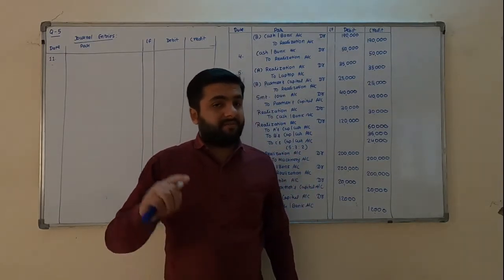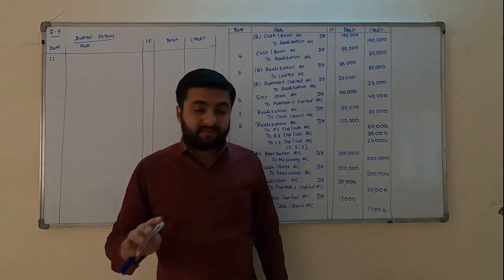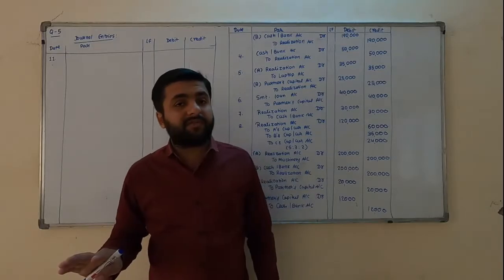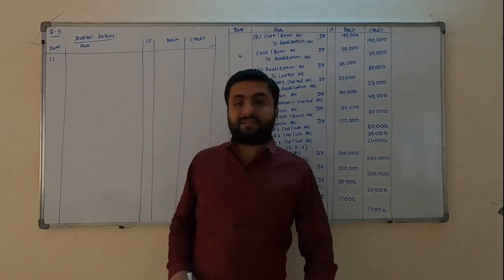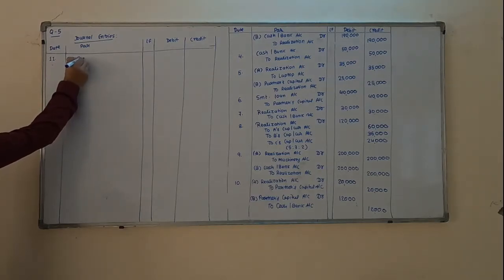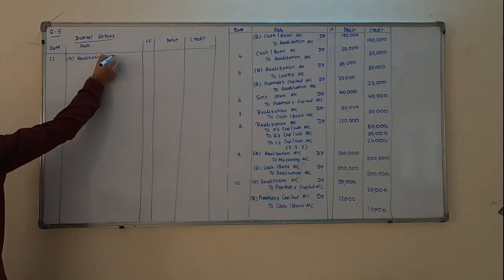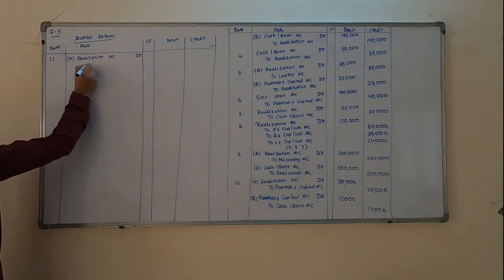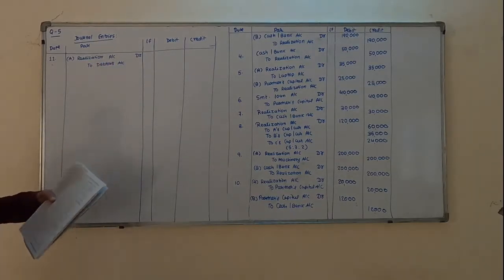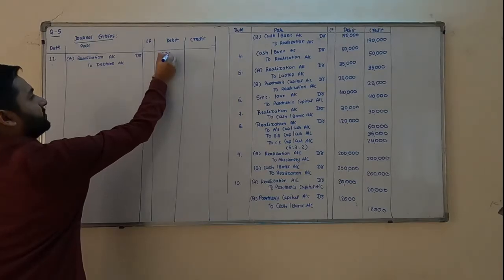Why 4 entries? First he will take over the debtors, so first we will close the debtors, then he will take the debtors. Then we will close the creditors and then he will pay the creditors. Okay? So the first entry will be the realization account debit to debtors account. We have to close the debtors at its book value, 1,20,000.